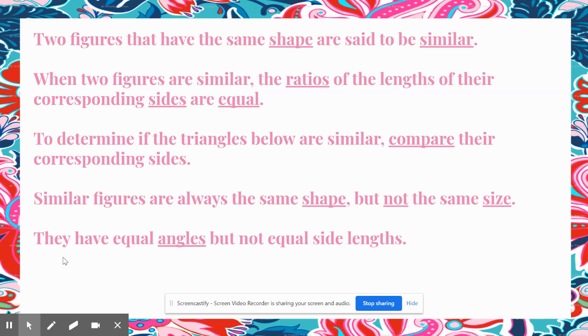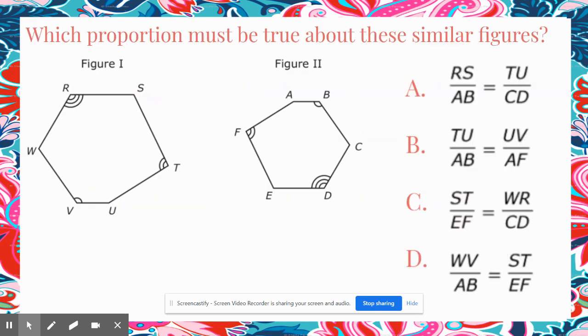It says two figures that have the same shape are said to be similar. When two figures are similar, the ratios of the lengths of their corresponding sides are equal. To determine if triangles below are similar, compare their corresponding sides. Similar figures are always the same shape, but not the same size. They have equal angles, but not equal side lengths. So that's just saying in definition form what we just went over.